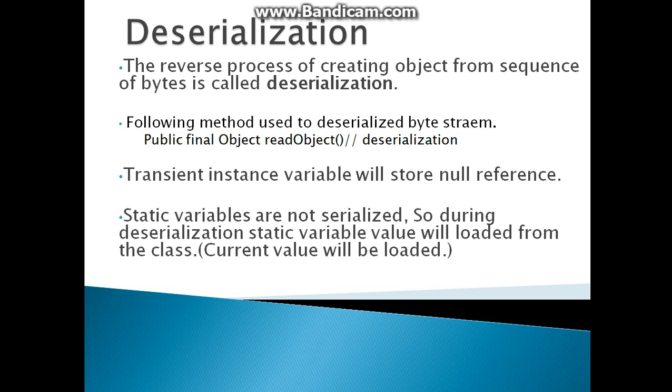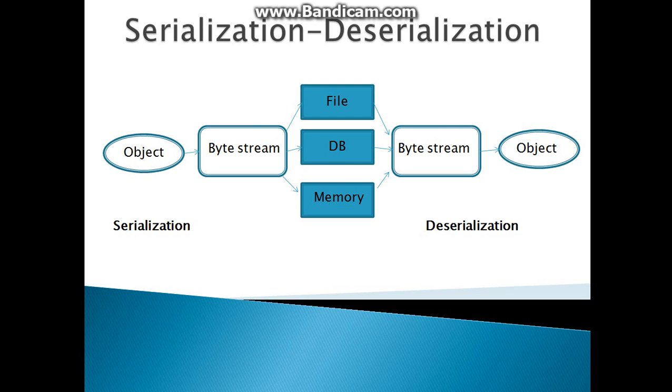Static variables. So static variables are class level variables, and serialization and deserialization is a process of converting object to the byte stream, and again byte stream to the object. So static variables will also not participate in the serialization process, but yes, whatever the latest or updated value they hold, that will be retrieved during the deserialization process.